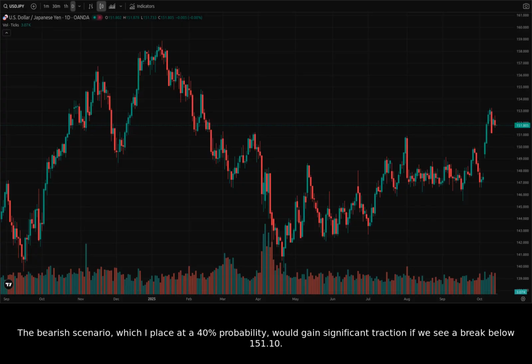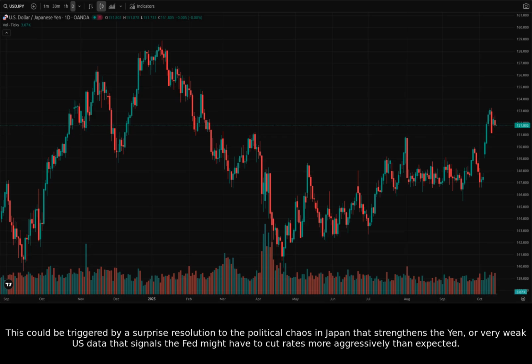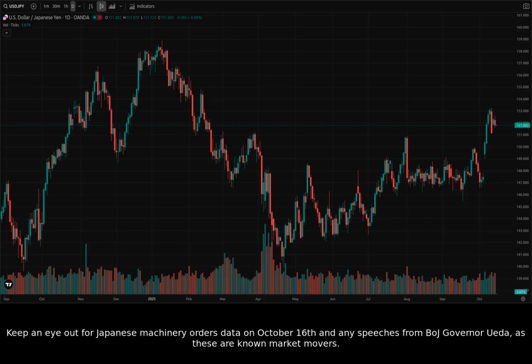The bearish scenario, which I place at a 40% probability, would gain significant traction if we see a break below 151.10. This could be triggered by a surprise resolution to the political chaos in Japan that strengthens the yen, or very weak US data that signals the Fed might have to cut rates more aggressively than expected. Keep an eye out for Japanese machinery orders data on October 16th and any speeches from BOJ Governor Ueda, as these are known market movers.